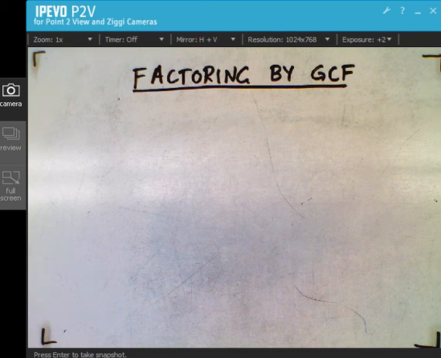Today we're going to be talking about factoring by GCF. Before I actually get into factoring, let's make a connection to the things that we've already been working on and talk about something that we've already done.